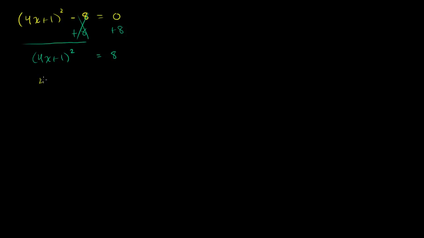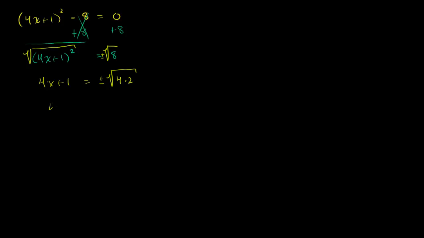So 4x plus 1, I'm just taking the square root of both sides. And of course, you want to take the positive and the negative square root, because 4x plus 1 could be the positive square root of 8, or it could be the negative square root of 8. So 4x plus 1 is equal to the positive or negative square root of 8. Instead of 8, let me write 8 as 4 times 2. We all know that's what 8 is. And obviously, the square root of (4x plus 1) squared is 4x plus 1.